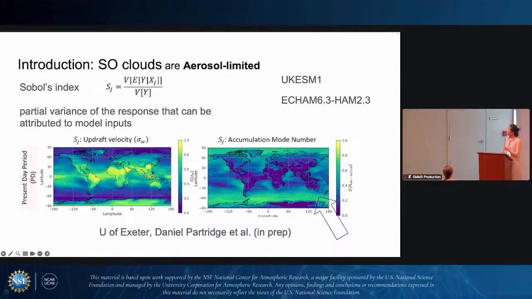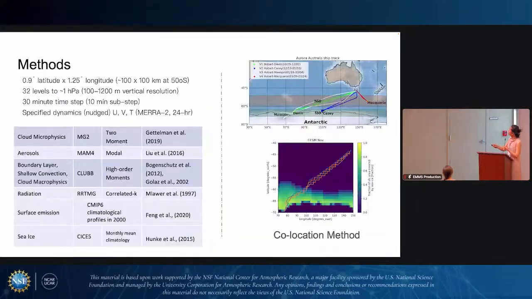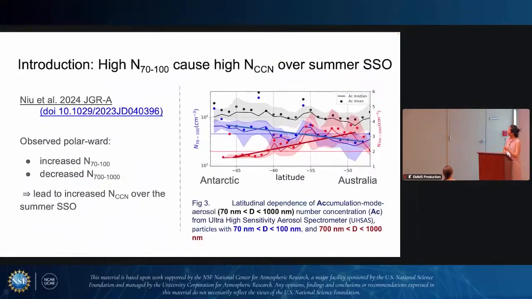I published a paper in 2024 talking about the latitudinal change of the number concentration of accumulation mode, AC, over the Southern Ocean. As you can see in the figure on the right, from Australia to Antarctica, a polar world, we do see an increased amount of total AC in black, a decreased amount of large AC in red, and an increased amount of small AC in blue. Essentially, we capture this increased NCCN over the summer SSO, the South Southern Ocean, based on NCCN being more dominated by the number of small AC.